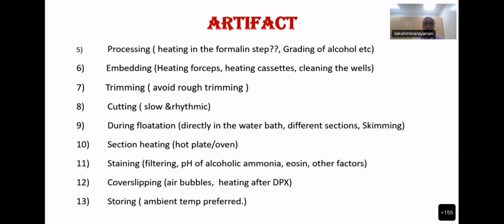Then staining, there also, filtering hematoxylin is very important, otherwise hematoxylin precipitates can come. The pH of alcoholic ammonia, if people are using alcoholic ammonia, that is important, otherwise that pH will change the whole staining. Then eosin also, if you are using alcoholic eosin, then the pH is very critical. And many other factors are there, as I said. If you heat the sections more, then also it will affect the staining. If the alpha max temperature is high, then also the staining will be affected.